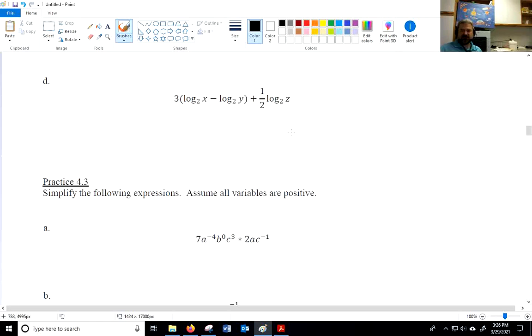All right, let's take a look at the next one. This is the log base 2 of x over y when I combine it. But because there's a 3 on the outside, it becomes like that. Then I have the log base 2 of z to the 1/2. So when we combine them, we get the log base 2 of x over y cubed z to the 1/2.